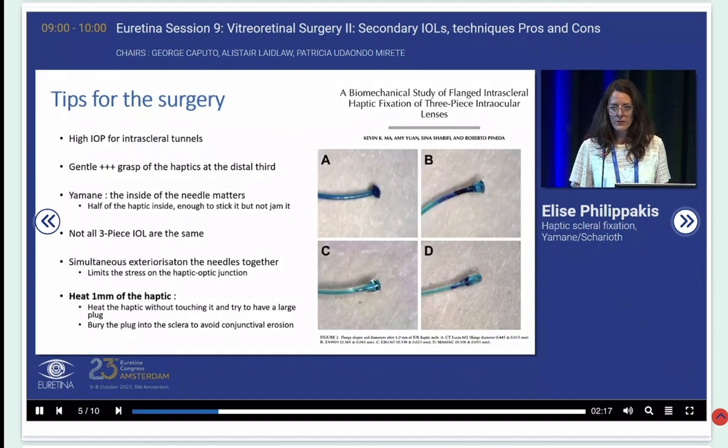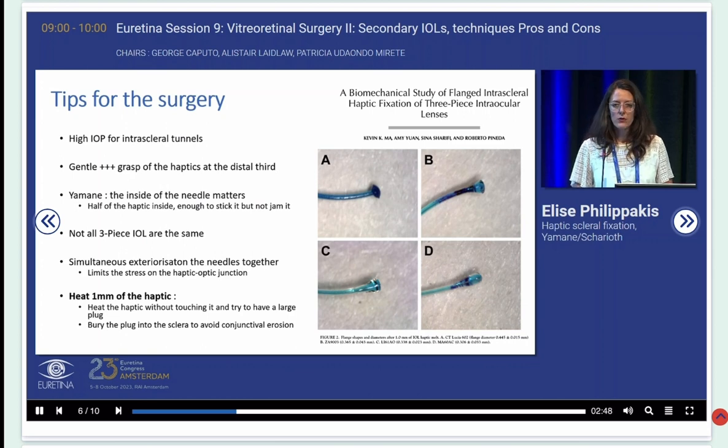So here are some tips for surgery, and also there is a beautiful study about the biomechanics of the flange haptics. You have to use high IOP to perform your scleral tunnels because it's quite difficult. And the other tip is to have a really gentle grasp on the haptics. The usual problem here is that you fold or bend the haptics, and then you will have a tilt.